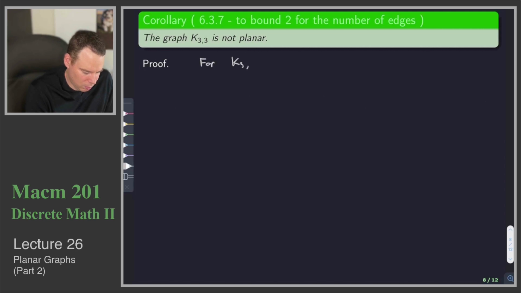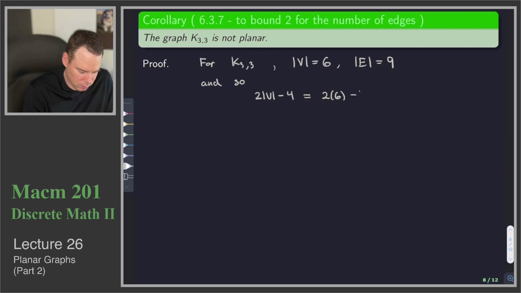For K3,3, the size of the vertex set is 6. The size of the edge set is 9. And so what is 2V minus 4? Well, that would be 2 times 6 minus 4, or 12 minus 4, or 8.